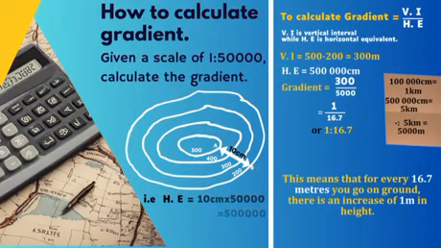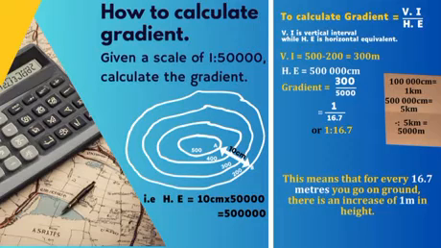Given a scale of 1:50,000 centimeters, to calculate the gradient, all we need to do is get the measurement on the map, which is 10 centimeters, then multiply it by the scale, which is 50,000 centimeters. This will give us 5 kilometers, but we are not working with kilometers because the elevation is in meters. We have to convert from kilometers to meters, which is 5,000 meters. Having gotten our vertical interval and our horizontal equivalent, we divide to get our gradient.